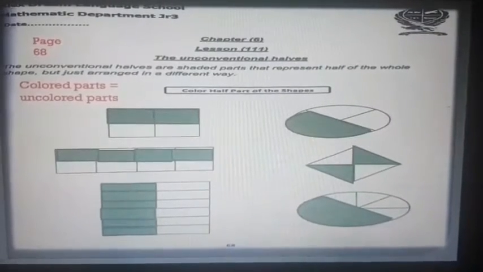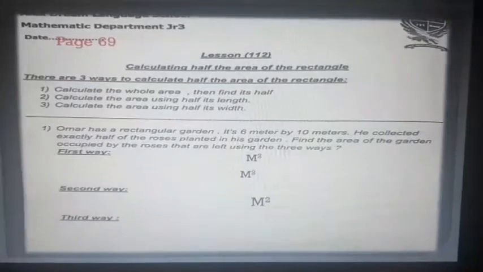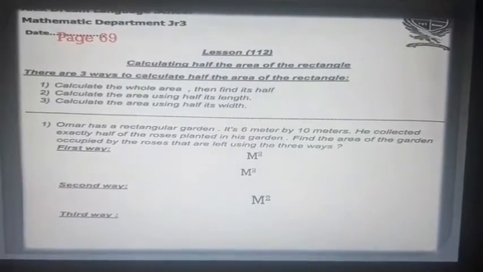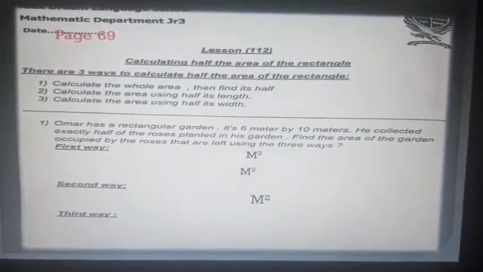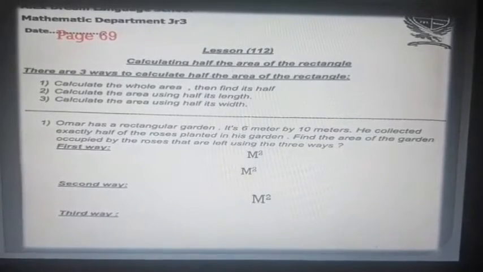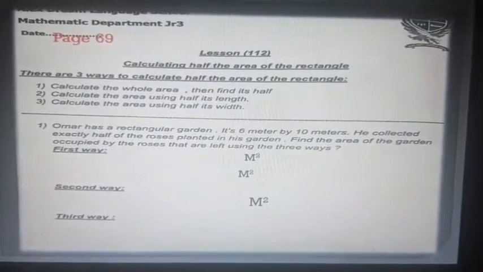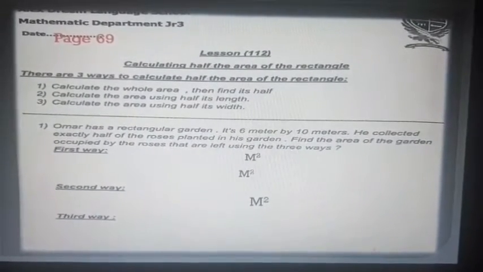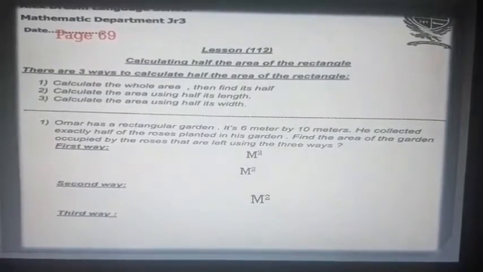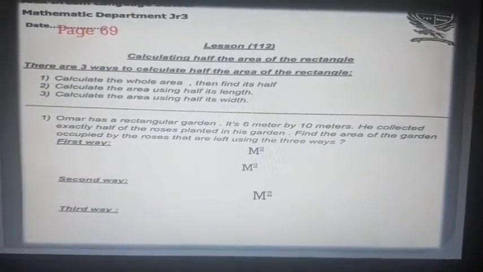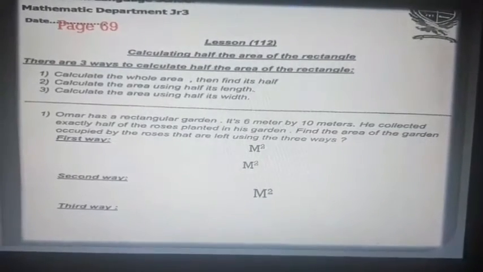Now, I have here page 69, calculating half of the area of a rectangle. Okay, I have 3 ways to get the half of the area of a rectangle.